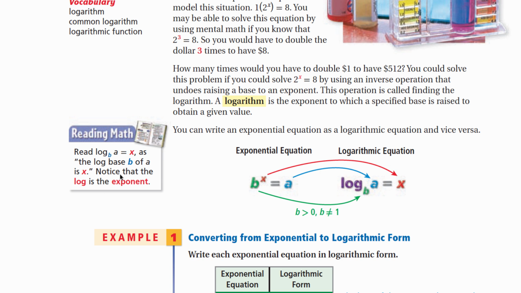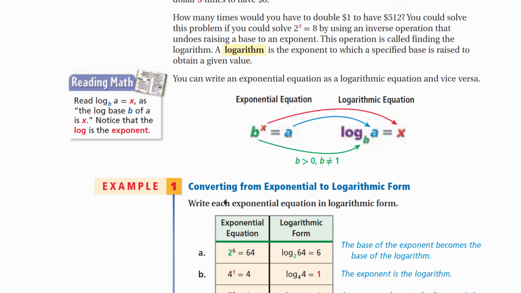You could solve this problem if you could solve the equation 2 to the x equals 8 by using an inverse operation that undoes raising a base to an exponent. And this operation is called finding the logarithm. A logarithm is the exponent to which the specified base is raised to obtain a given value. We've always called it the exponent, but it turns out that logarithm and exponent mean the same thing.